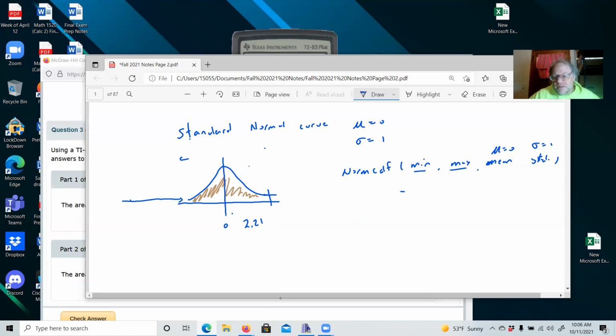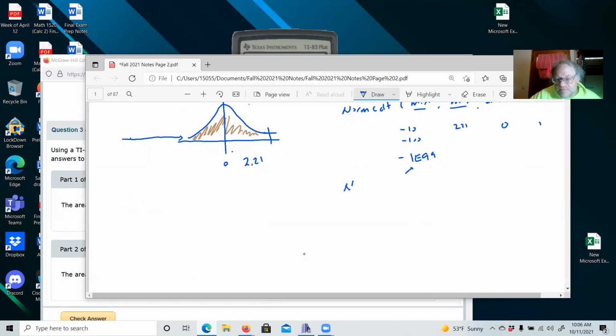So what we're going to do is type in a negative 10, or negative 100. The book likes to use negative 1E99, which is a very, very negative number. And then our max, in this case, is going to be 2.21. Mean is 0, standard deviation is 1. So we type in our normalcdf. I'll probably go with negative 100 just to be safe, then 2.21, 0, 1, and that's what's going to tell us this area.